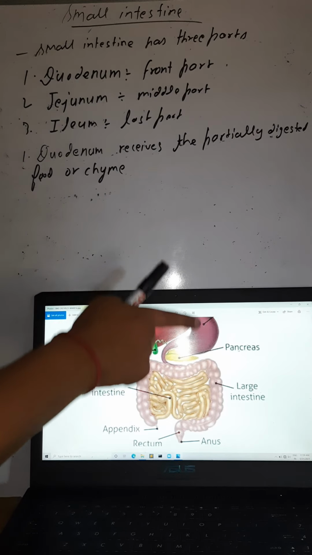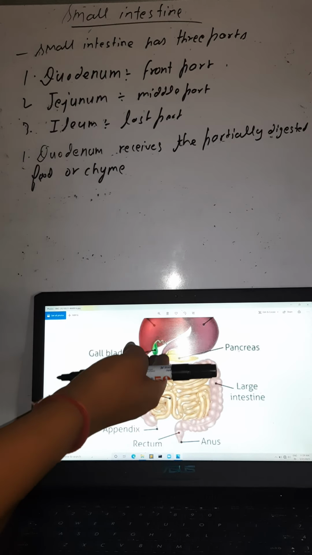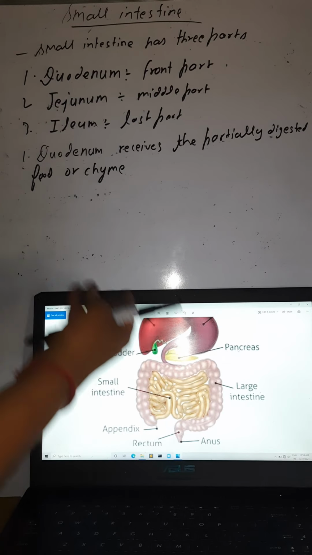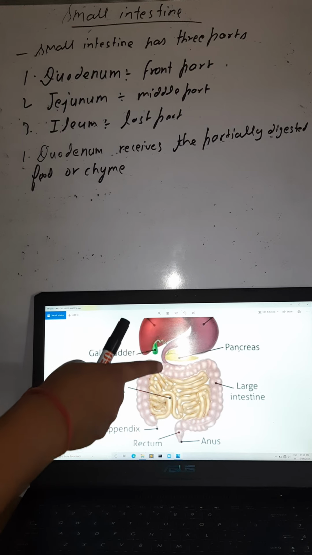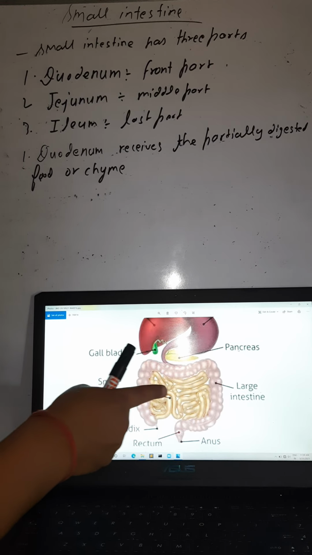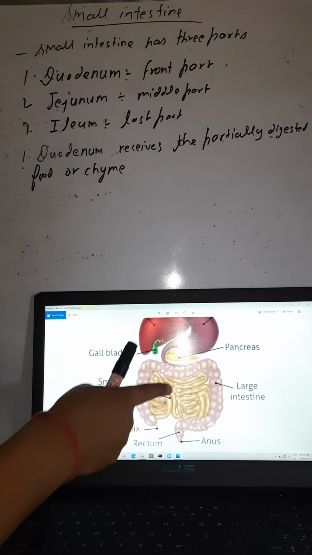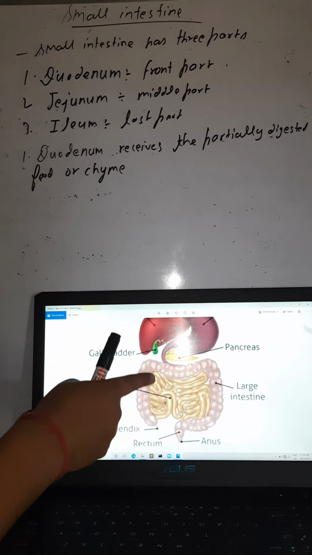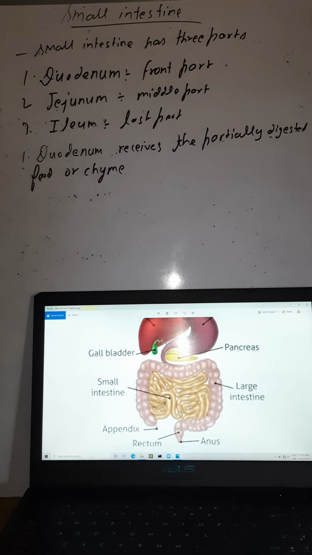Partial digestion has taken place in the stomach. Now some of the food is still undigested, so this partially undigested food is called the chyme. This chyme enters the small intestine. First it enters the front part of the small intestine, which is called the duodenum. When the chyme from the stomach reaches the duodenum, the digestion process again begins.